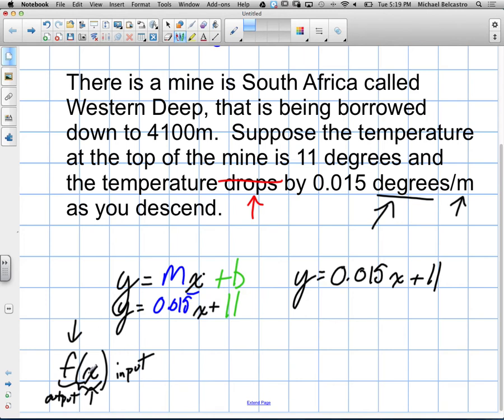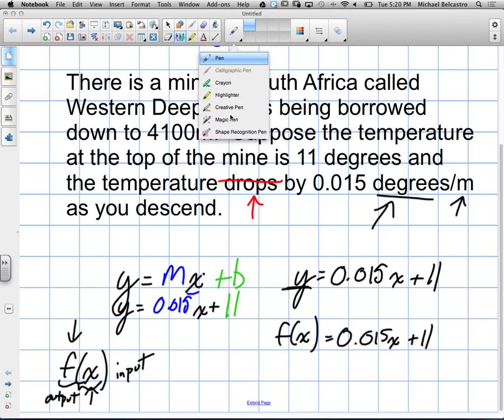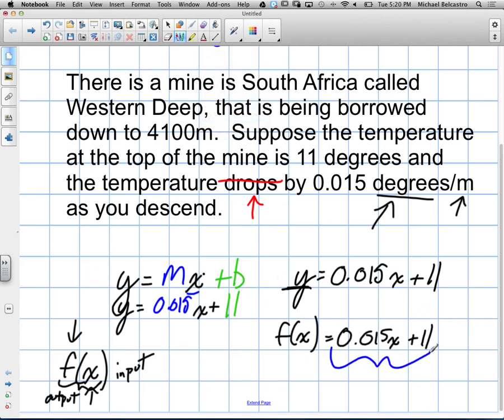This is hard to imagine, so what we're going to do is apply it to this equation. If we were to call this f of x, we replace the value of y with f of x. Our function, or the equation, is 0.015x plus 11, and the variable in the equation is x. So the function itself, f of x, is equal to all of this, and the variable in the equation is the value of x.